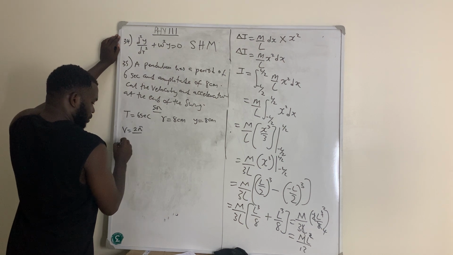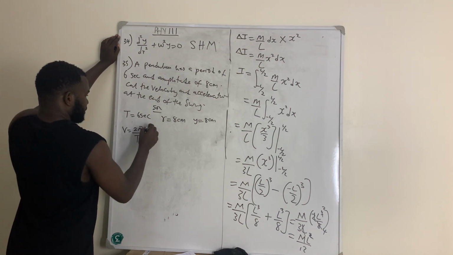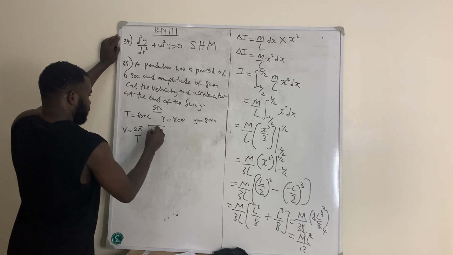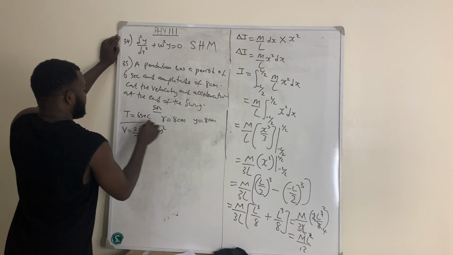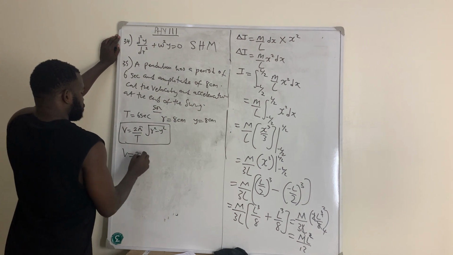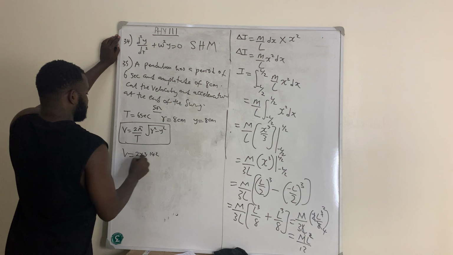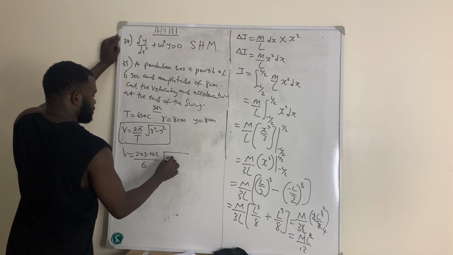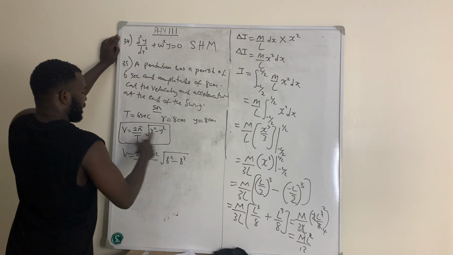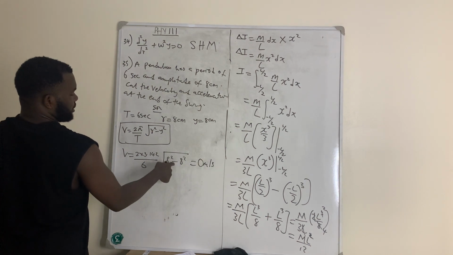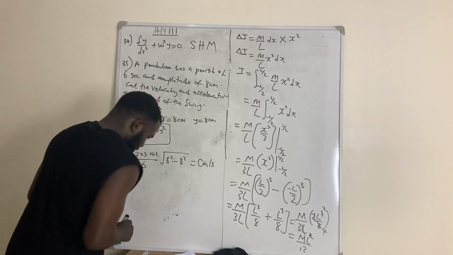So you now remember that your velocity will now be 2 pi over T, the square root of, which is it y that comes with r? Yes, r squared minus y squared. This is a very important formula you need to know. So v is equal to 2 times 3.142 divided by 6, then the square root of 8 squared minus 8 squared. Now everything here is giving me 0 meter per second, because here is 0. 0 times everything is 0.